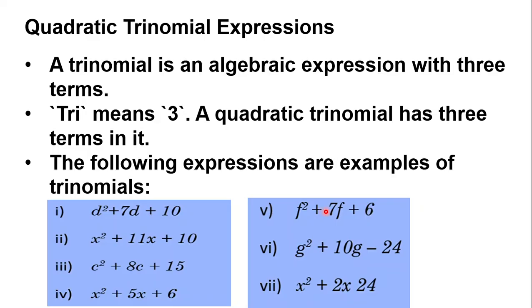F squared plus 7f plus 6 is also another trinomial. All these are trinomials, quadratic trinomials. Why? Because there are 3 terms in each case. 1, 2, 3. 1, 2, 3.